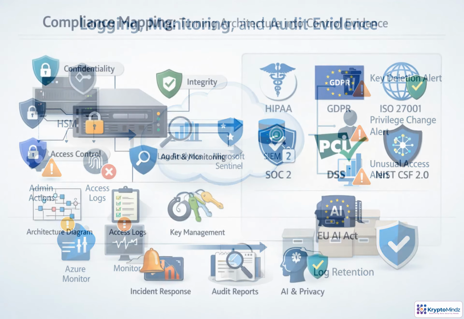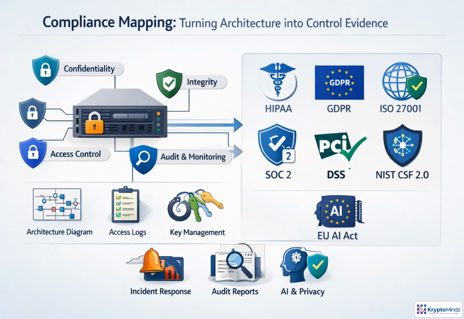Compliance mapping is about telling a clear story: which HSM controls protect which risks, and how you prove it. Link encryption and key protection to confidentiality, integrity, and access control requirements in each framework. Attach concrete evidence, diagrams, logs, key rotation records, and incident response playbooks. Extend this logic to privacy and AI workloads, so reviewers see how your cryptographic architecture supports data protection and emerging AI regulations.